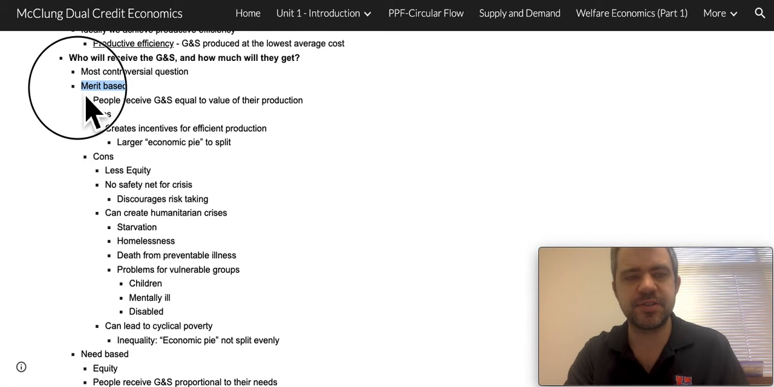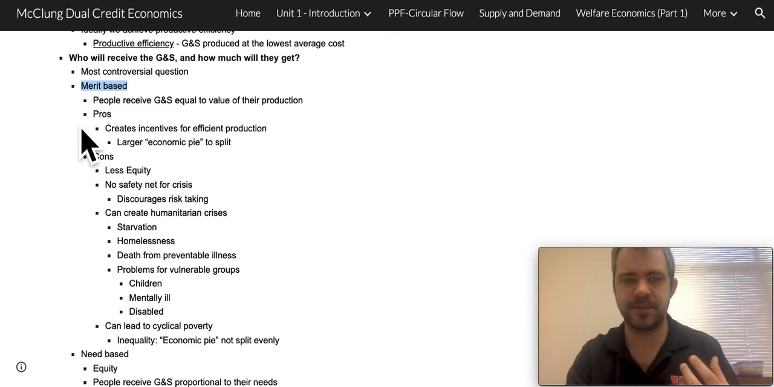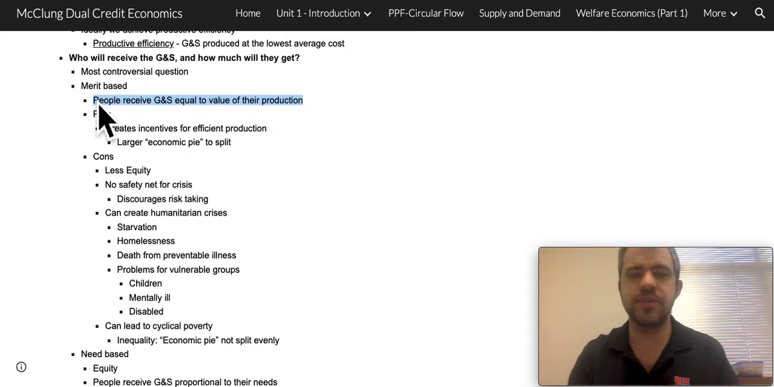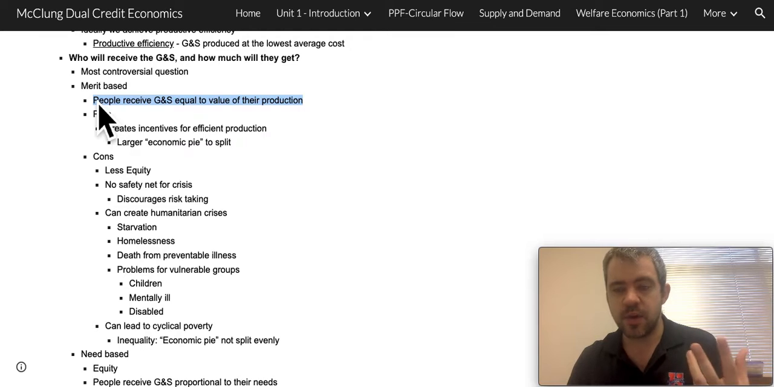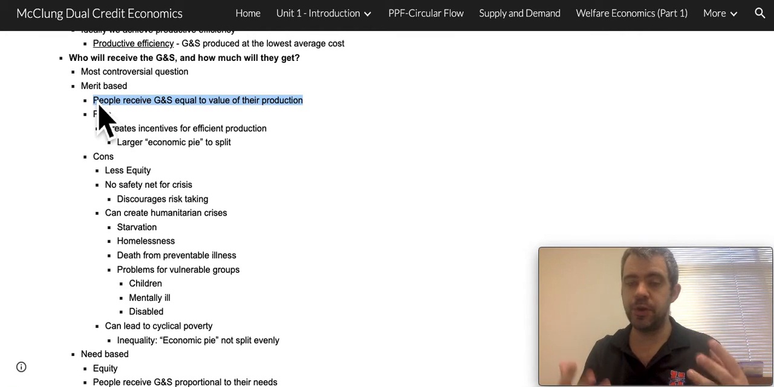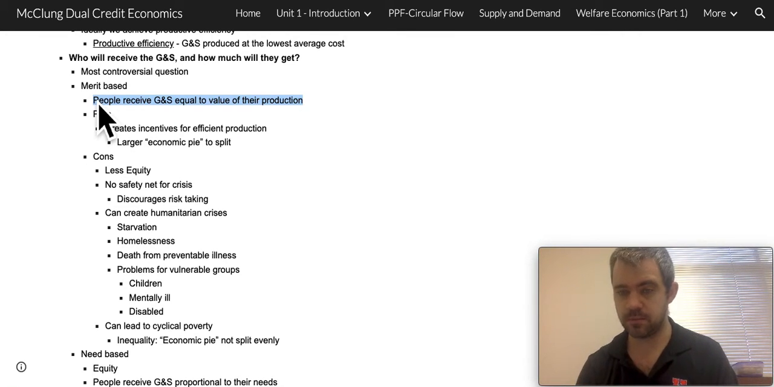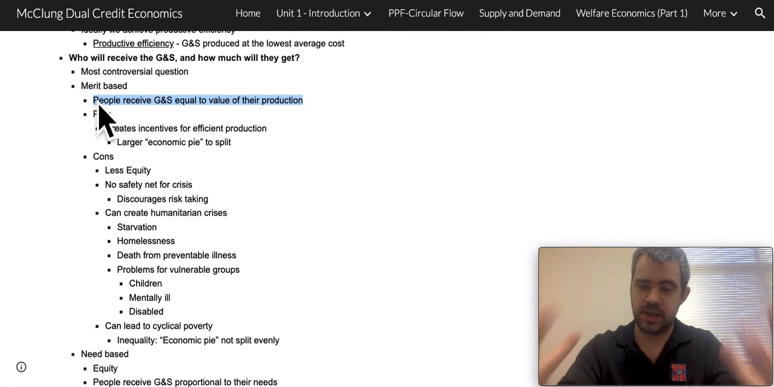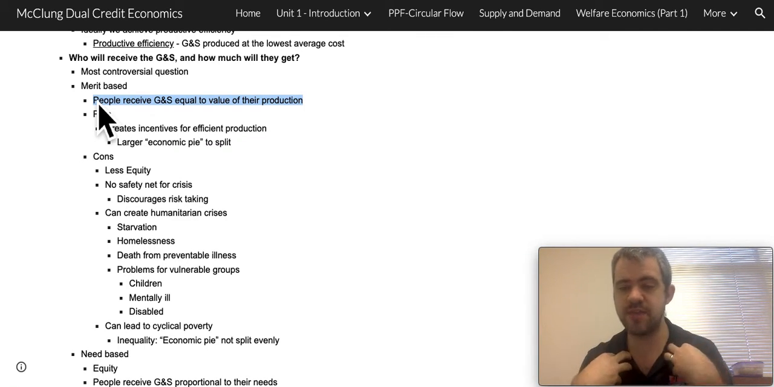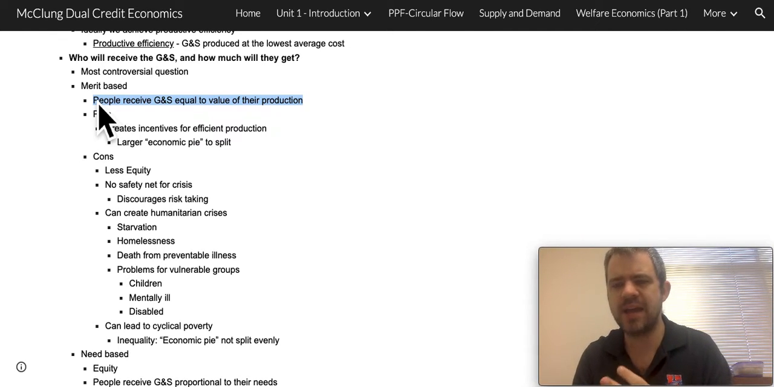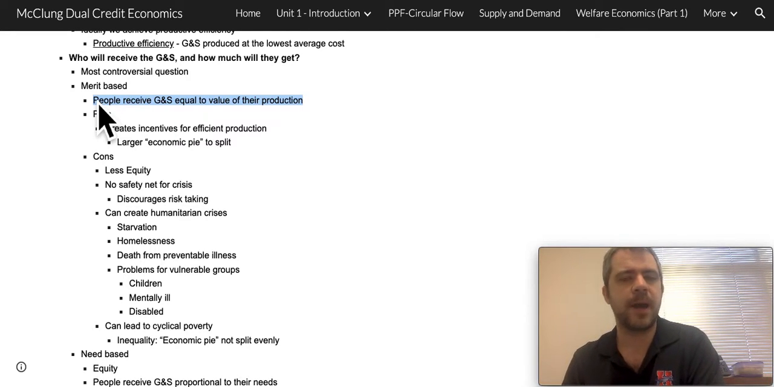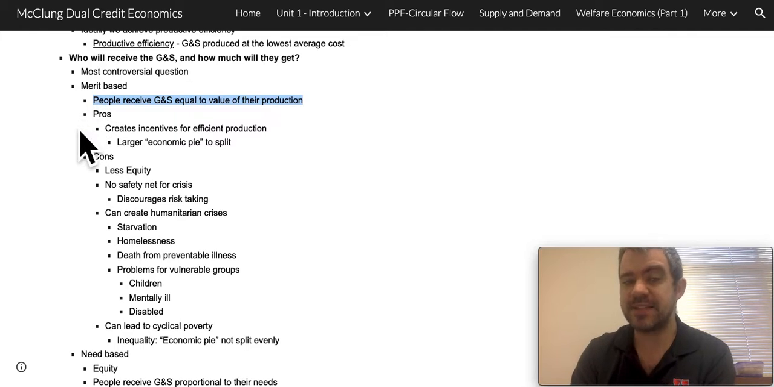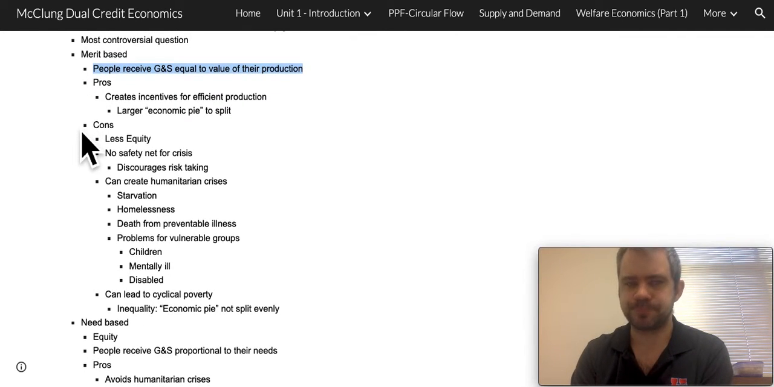Now, in a merit-based system, people are receiving goods and services equal to the value of their production. In other words, if you produce more, you deserve to consume more. Because I'm giving more to society, so I should receive more from society. There's a certain amount of fairness there. I hate using the word fair because fair depends on who you talk to, but that's the idea behind a merit-based system.